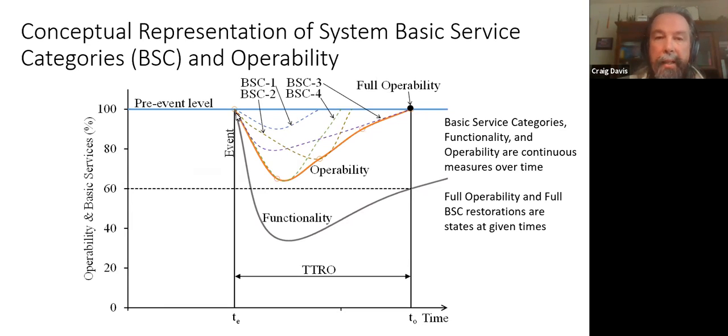So operability is the accomplishment of all of them. So it basically bounds them. I show this with a smooth curve. However, technically it should be a little bit more jagged and follow just the outer bound of these 4 curves.